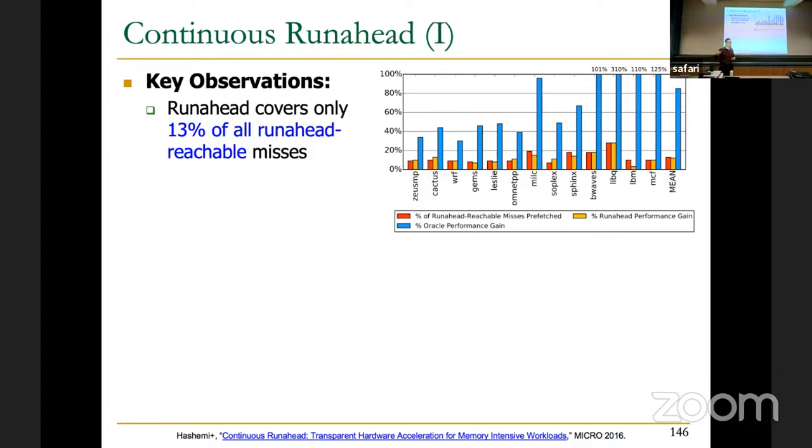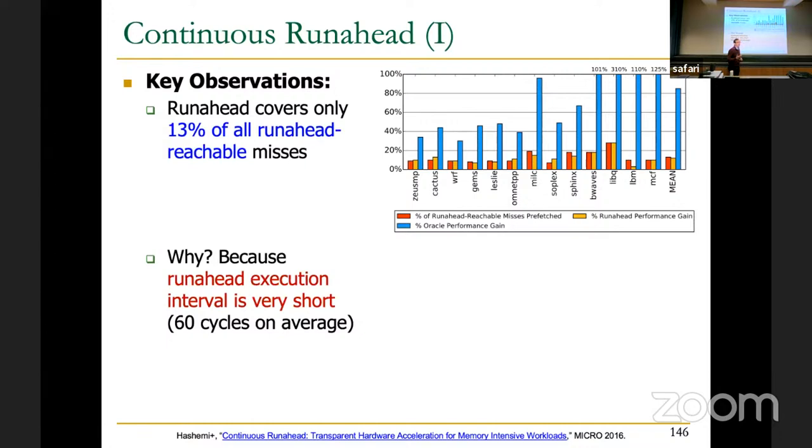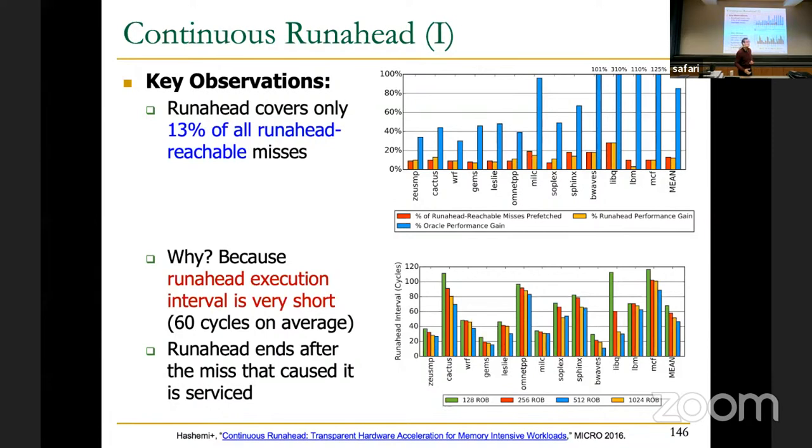But our goal is also high. So why? Because the run-ahead execution interval actually tends to be relatively short, on average, because instruction window sizes have gotten large also, and the prefetchers have been very aggressive.